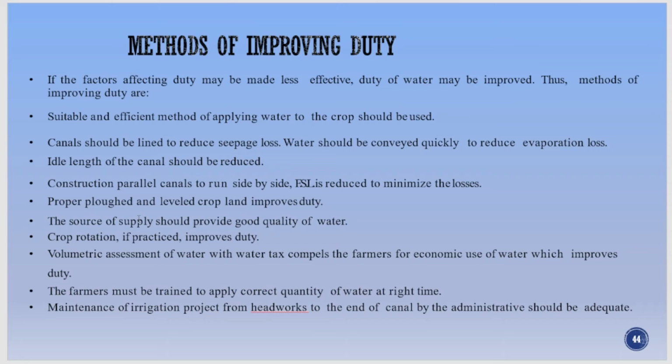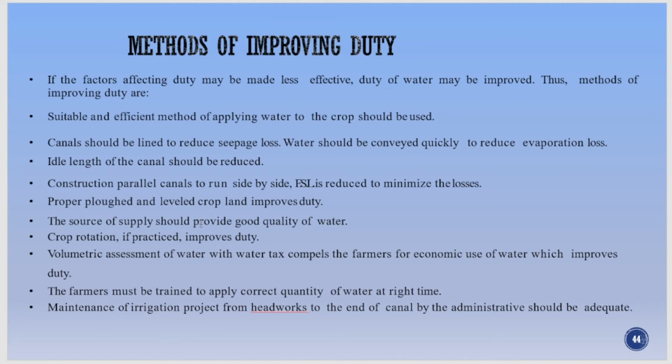I'll just try to read out the statements that are given here. A suitable and efficient method of applying water, I have already explained. The farmers have to use more suitable and efficient methods of applying. Then the canals are to be lined in order to reduce the seepage, and idle length of canal should be reduced, meaning the water should be continuously flowing in a canal. And construct parallel canals running side by side. FSL is reduced to minimize the losses, and proper plowing and leveled cropland improves the duty.